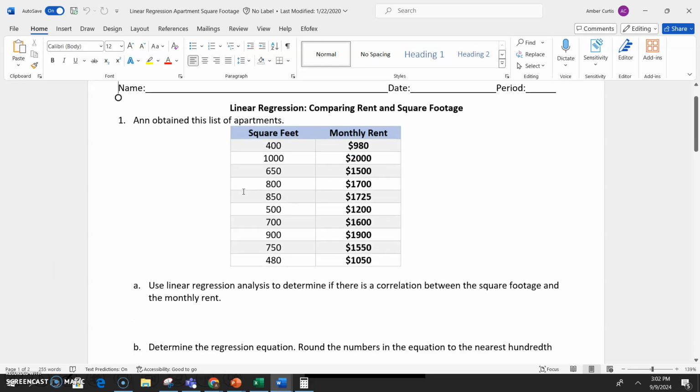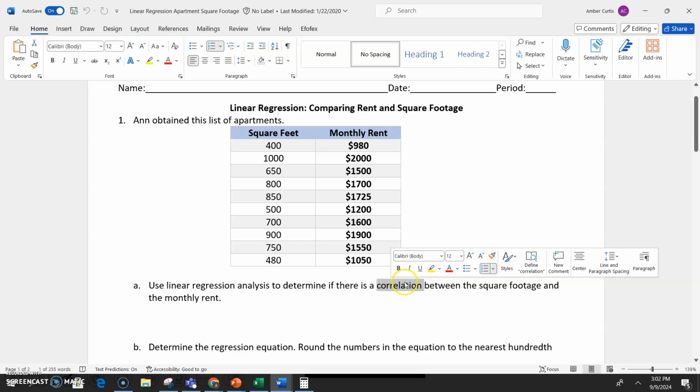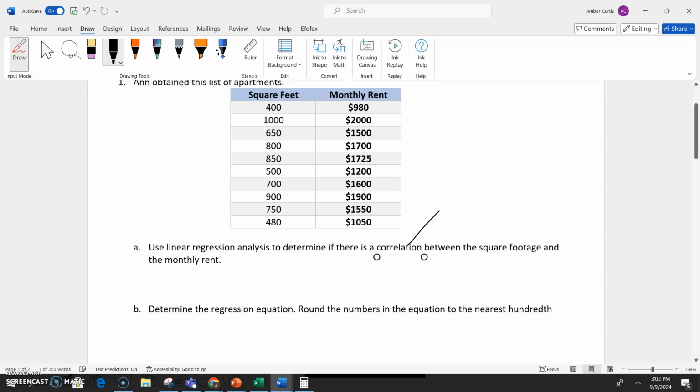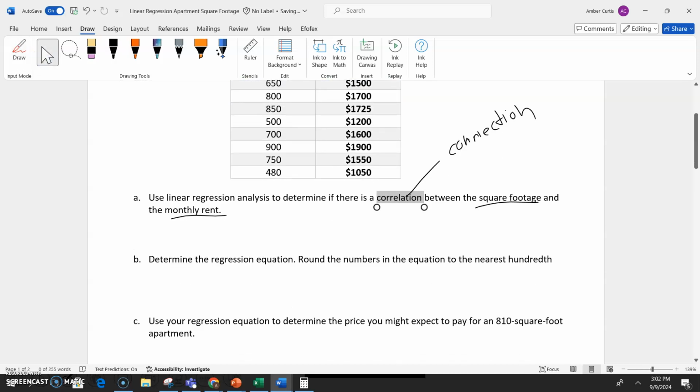I would like you to use linear regression analysis to determine if there's a correlation. Correlation in this case just means connection. So is there some sort of mathematical connection, right? Relationship between the square footage of an apartment and the monthly rent. So is the amount of square footage going to increase the rent, decrease the rent, etc.? So just create your scatter plot and then look at that relationship.